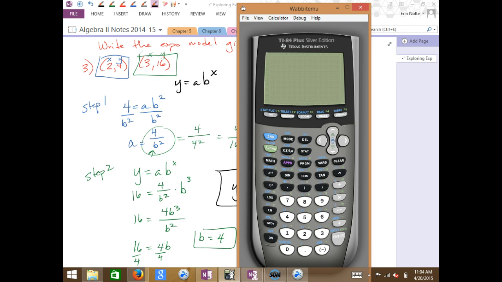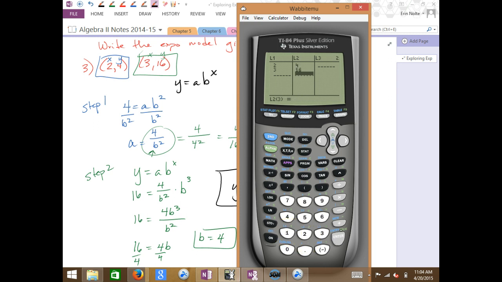Where do I go to input data into my calculator? Y equals? No, that's where you input an equation. Stat is where you go to put data. So hit stat and then enter. Remember we're going to put our x's into list 1, y's into list 2. So my x values are 2 and 3, and then in list 2, my y values are 4 and 16.